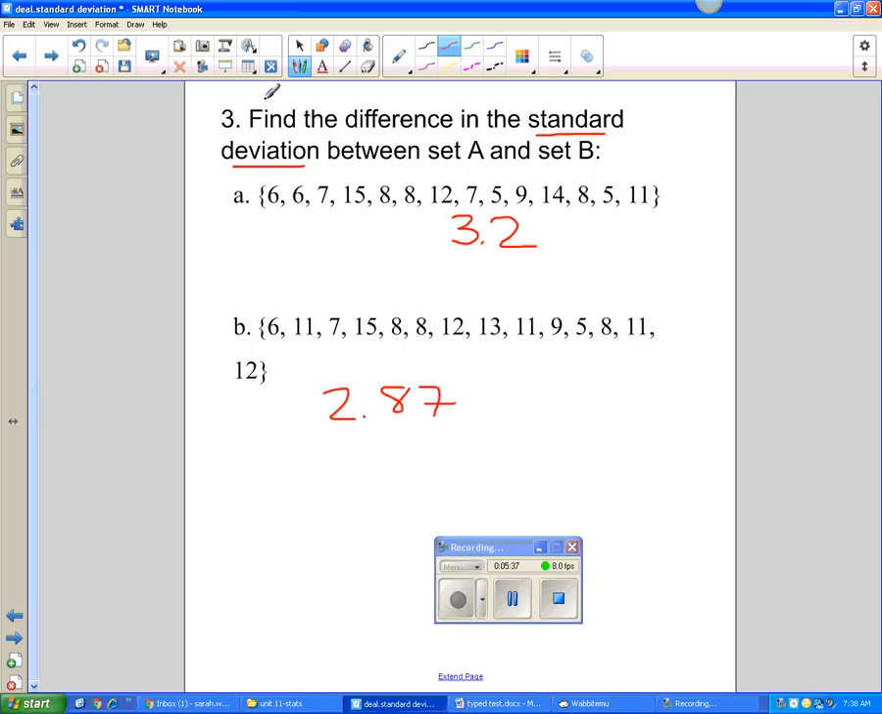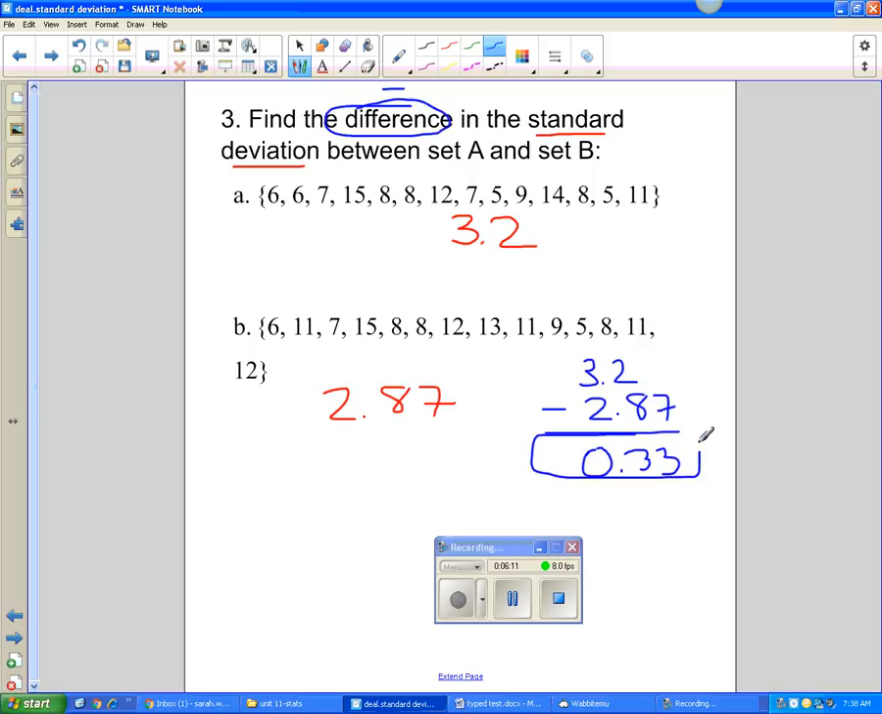All right, and let's go back and read the question. It says find the difference in the standard deviation. So difference means to subtract. So I've got to do 3.2 minus 2.87. So you may use your calculator for that. And you get 0.33. So there's a very small difference. So your final answer is 0.33.